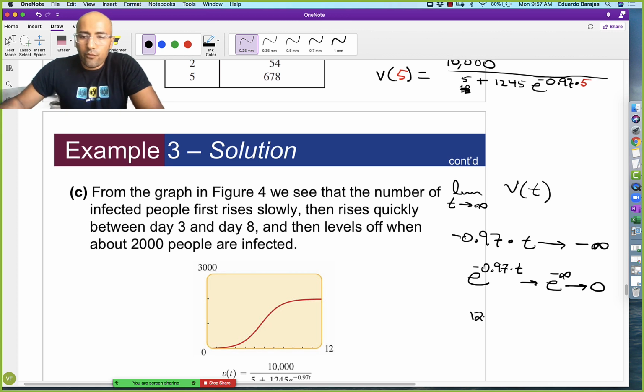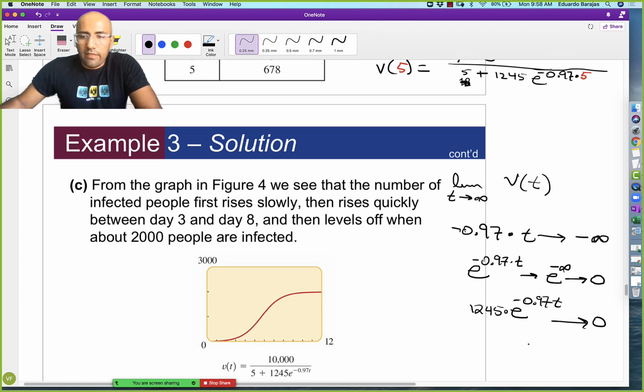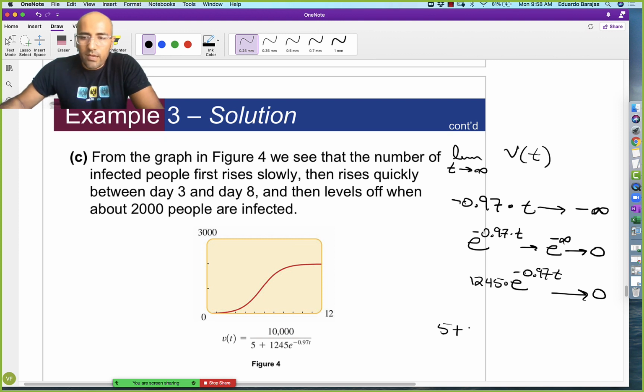So 1245 times e to the power of negative 0.97t will also grow towards 0. Therefore, 5 plus 1245 times e to the negative 0.97t will grow toward 5. This part will get smaller and smaller as t gets bigger and bigger. It contributes less and less to the addition of 5. Eventually, it's pretty close to just 5 by itself.